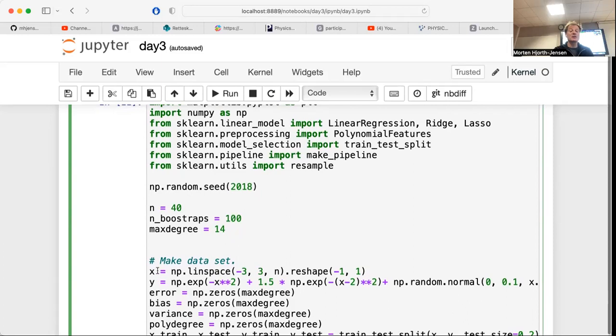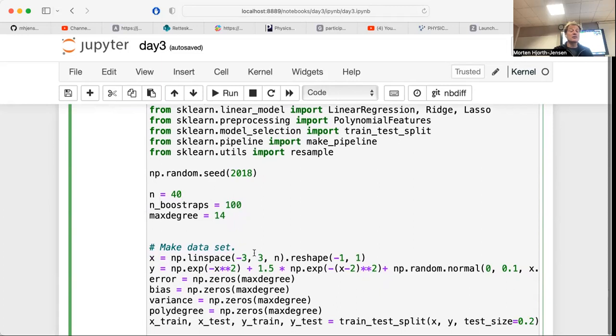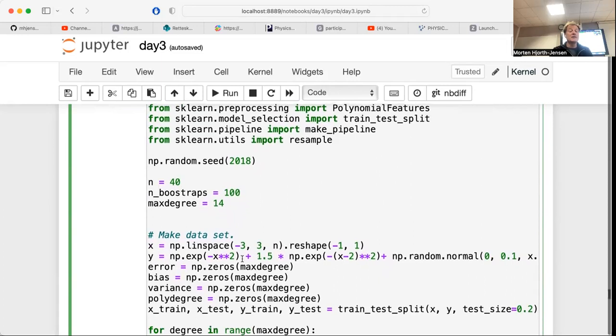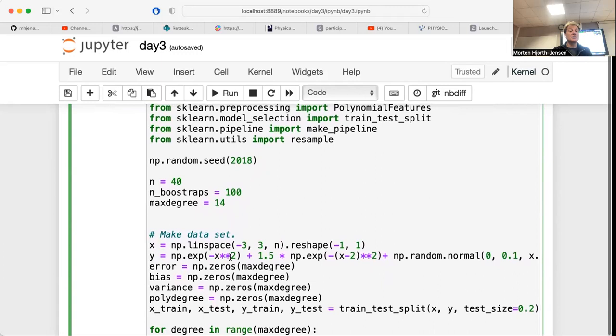And here's my vanilla case. So this is just a function y, which has some random noise, as you can see. And you can run these Jupyter notebooks yourself because you have access to all the material. X goes from -3 to 3. And then I have my y, which is just e to the minus x squared, and then some other exponentials. So what I'm going to do now is to make a polynomial fit to this data, okay? And I'm going to make a polynomial with max degree equal to 14.